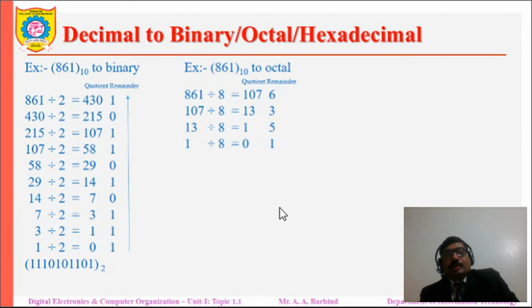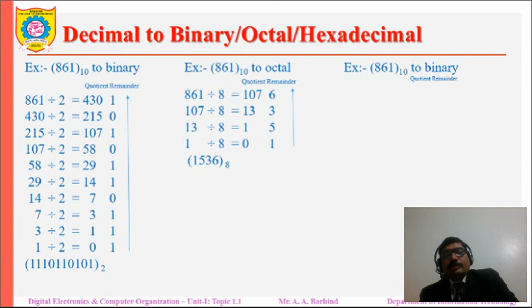So if we take these remainders in the reverse order, what we get is the octal number 1535. So the octal equivalent of the decimal 861 is 1535. And at last let us convert this 861 decimal to the hexadecimal.